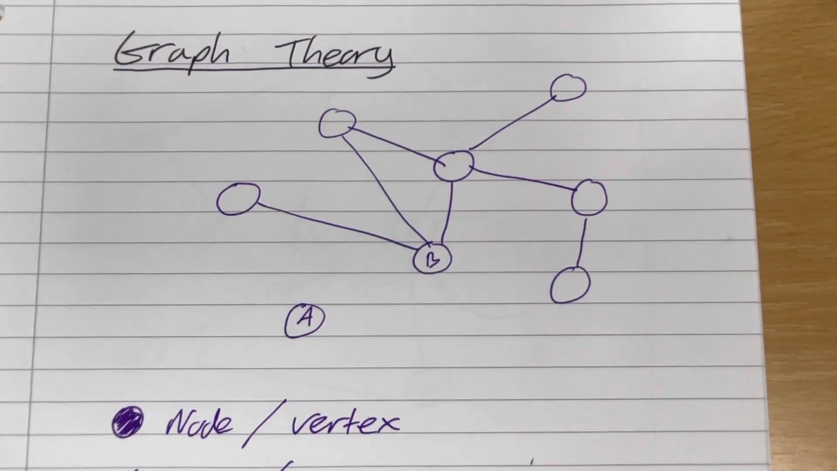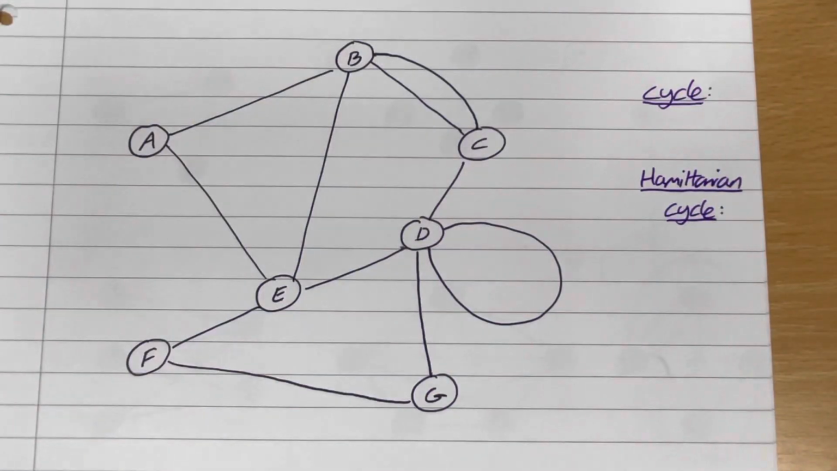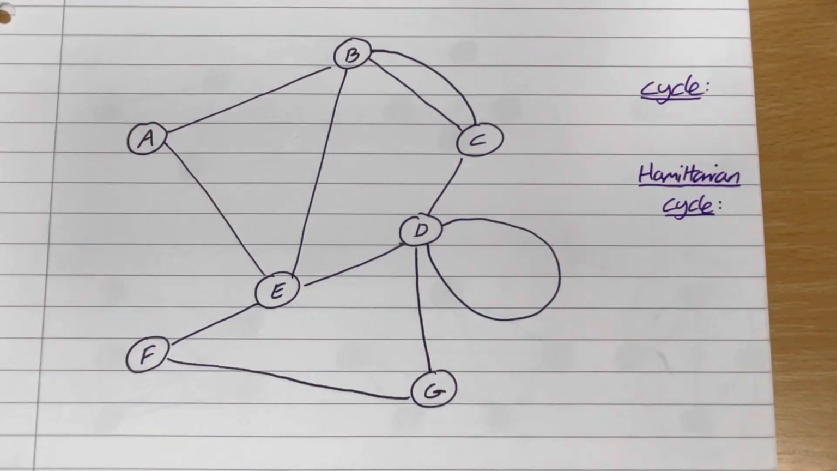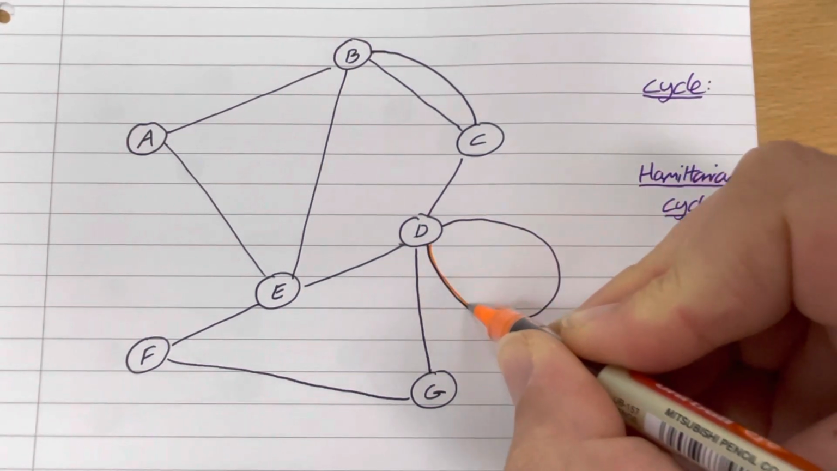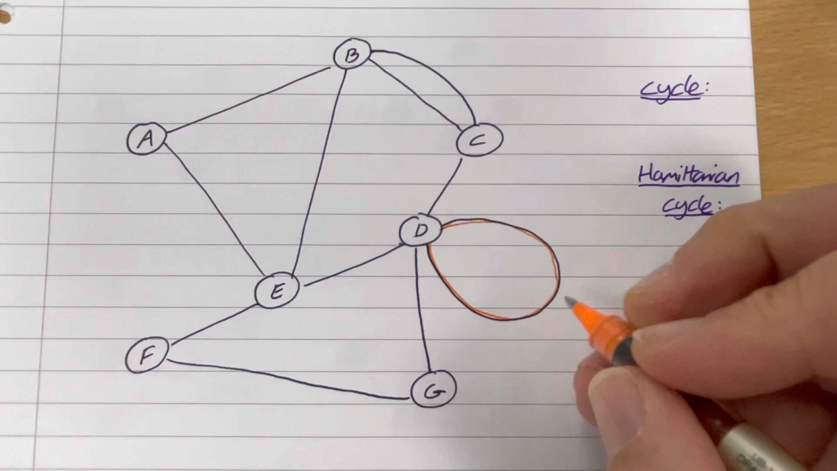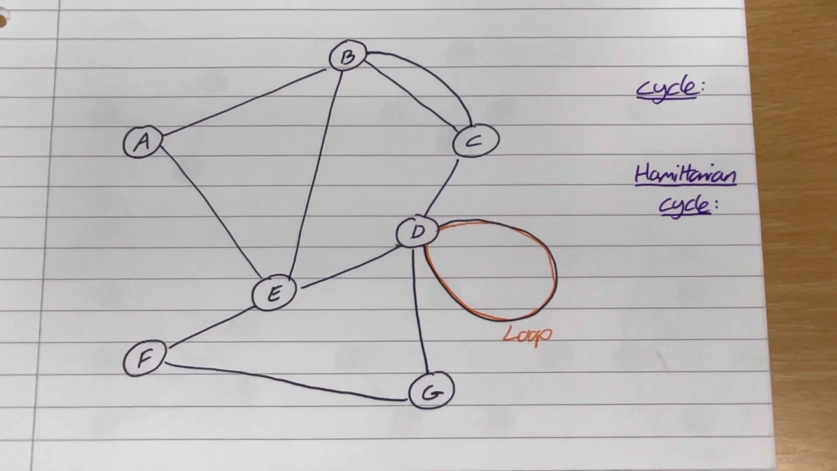Okay, so let's crack on with lots of definitions of graph theory. Here we have a graph. It's got nodes labelled A to G, and it's got a variety of different arcs on there. I want to define a number of definitions for you. Notice that this arc here is an arc that has joined a node to itself. That can sometimes happen in a graph. When that does happen, we refer to it as a loop. A loop is an arc that connects a node to itself.